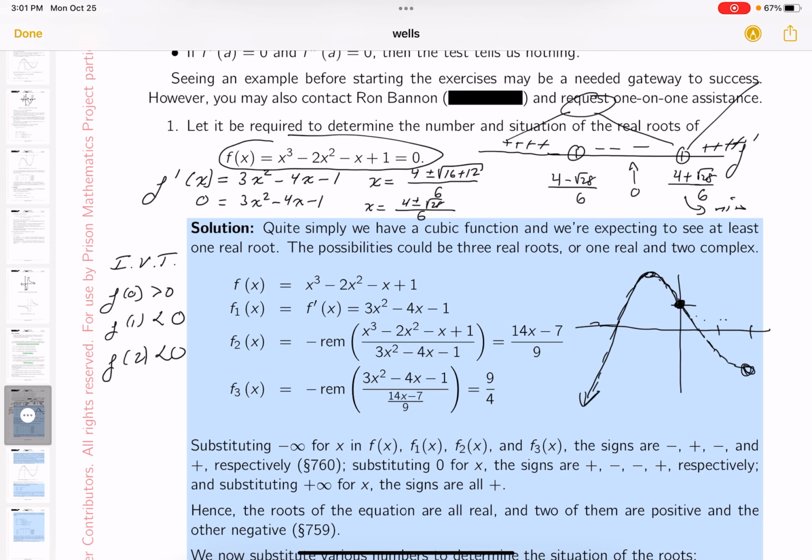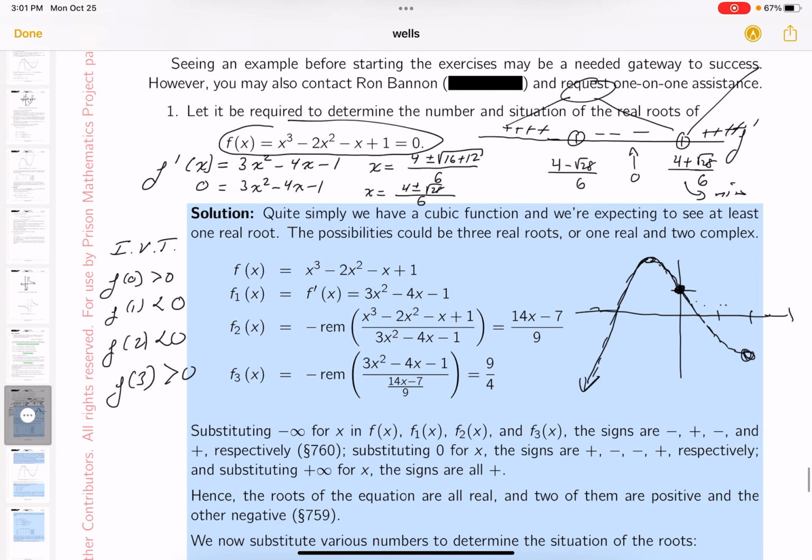Let me go to f of 3. And what would you get there? 27. That's not so bad. And then what do you get? Let's see. 27 minus 18. It's definitely positive, right? So when you get over to 3, the thing is up here somewhere. So you're seeing something like this over here. So I'm seeing my roots over here, all right?